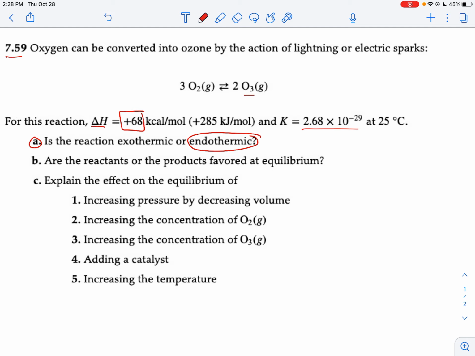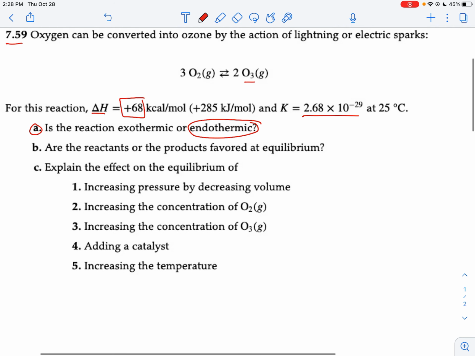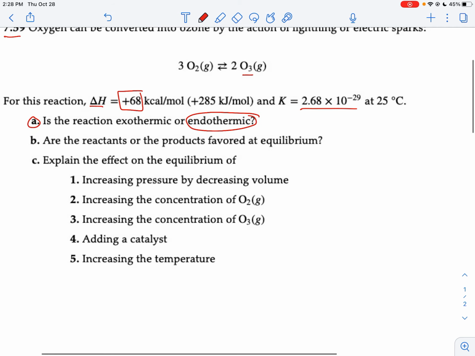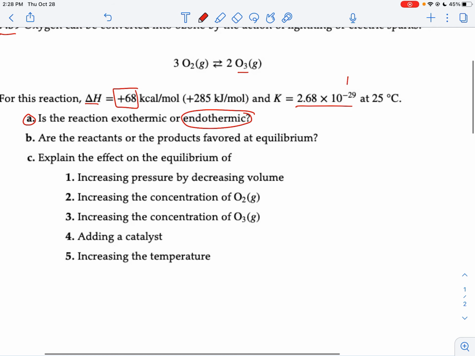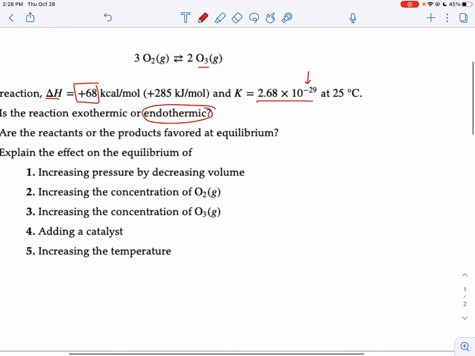B, are the reactants or the products favored at equilibrium? To determine this, we're going to look at the value of K, and I have K underlined over here. K is times 10 to the, look at this minus sign right here, 10 to the negative 29. Is that a really big number or a really small number? Well, anything to the power of negative is a decimal, really small, and I'm not going to actually write out the standard number for that, but it's an incredibly small number.